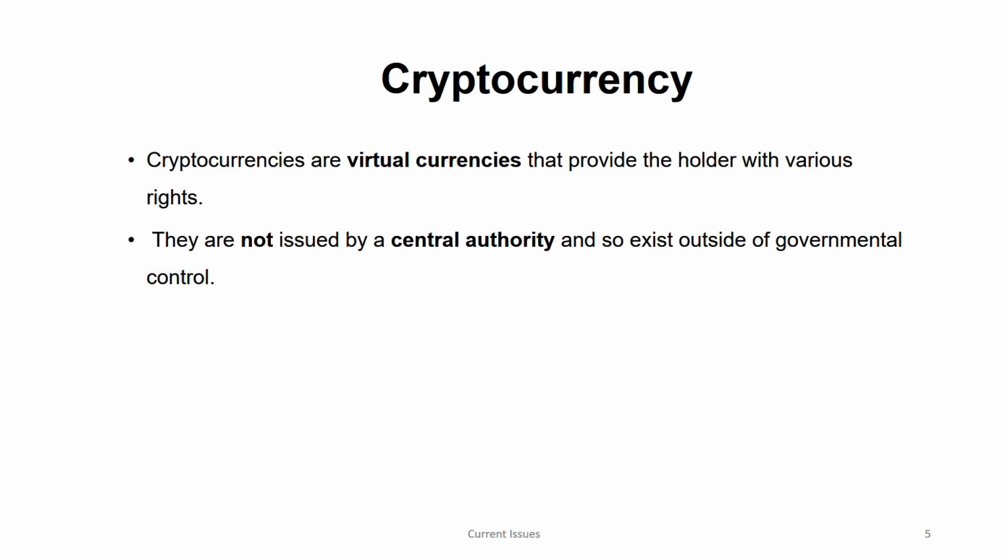So cryptocurrency is something that is not issued by a central authority. It is not like your normal national currency that you have. The national currency that you are holding is authorized, it has a central authority and the government controls it. But cryptocurrency has no central authority and it exists outside governmental control, which makes it riskier than the normal currency that you hold.